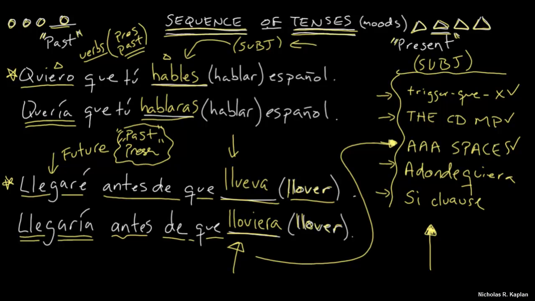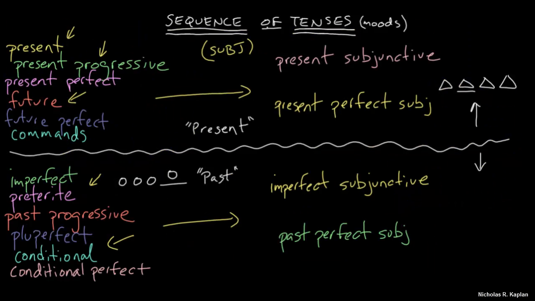Sequence of tenses. It's all about being consistent. It's all about keeping things in order. Why? So you sound good.